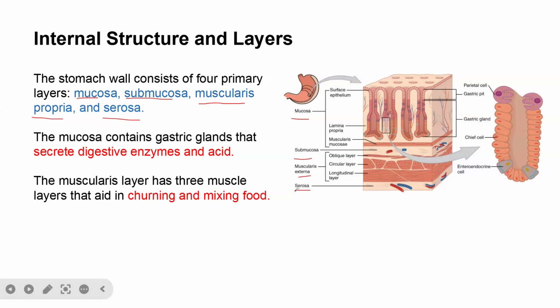And of course, the muscularis layer has three muscle layers that aid in churning and mixing food. As we can see, this is the muscularis, where we have the oblique layer, circular layer, and then longitudinal layer. So it's made up of three muscle layers. And the major importance of the muscularis is churning and mixing food. So this is actually the structure of the stomach.